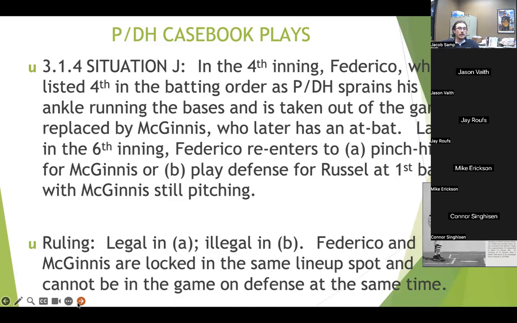Alternatively, can Federico enter the game while McGinnis, who replaced Federico in the fourth, is still pitching? The answer is no, because just like normal reentry, the player DH is locked in the same spot in the batting order.